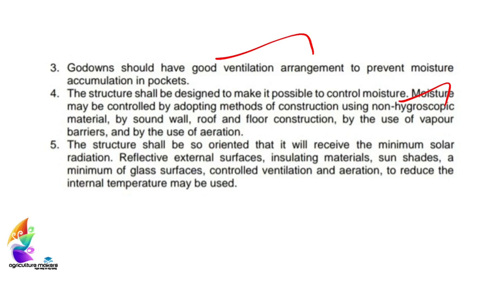The structure shall be so oriented that it will receive a minimum of solar radiation. Remember, it should receive only a minimum of solar radiation. Reflective external surfaces, insulating materials, sunshades, a minimum of glass surfaces, and controlled ventilation and aeration are necessary to reduce the internal temperature.